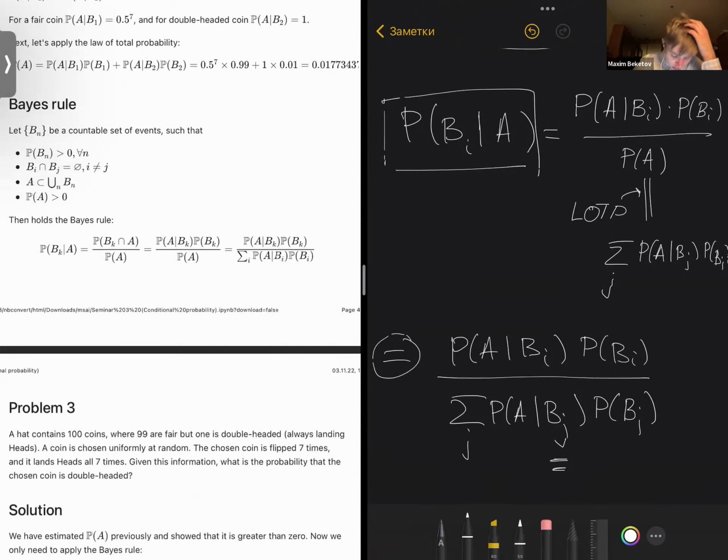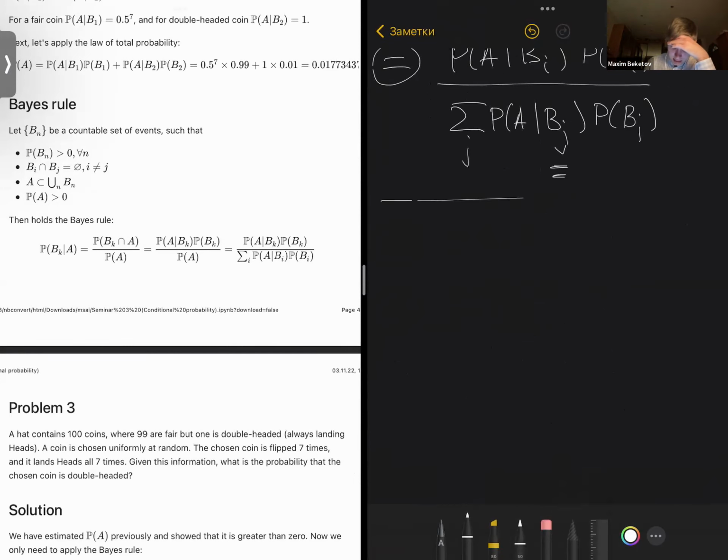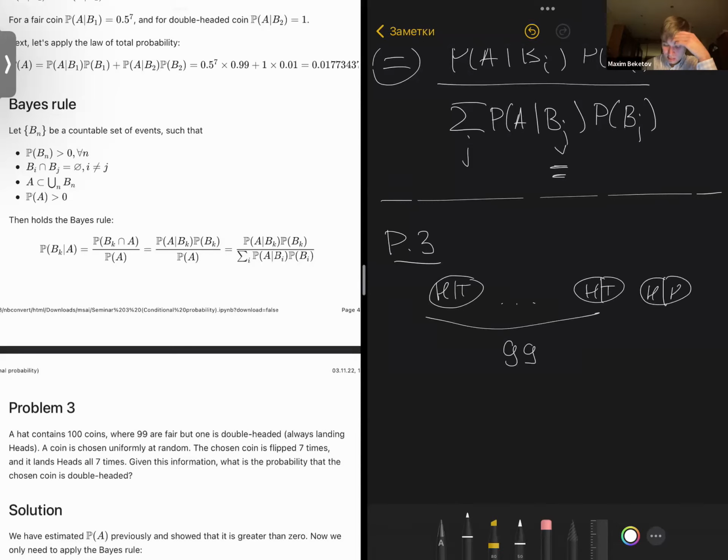So here's the problem to illustrate this formula. Again, we have 100 coins, and the last of them is the fake one, double-headed. I guess this is problem number 3. Again, heads, tails, and so on. Heads, tails. There are 99 such coins, and the last coin is heads, heads. There is one such.